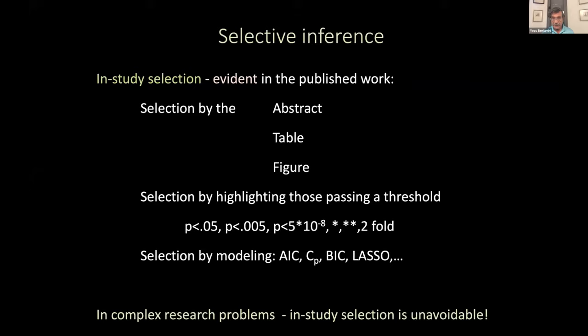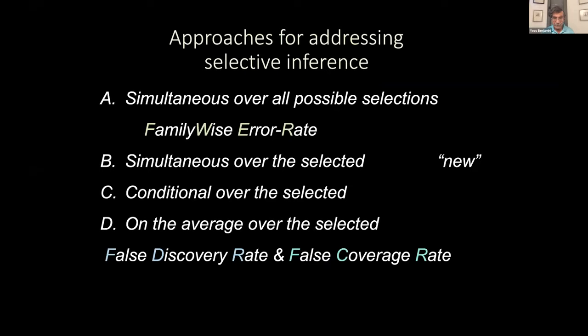Similarly, this is the case in smaller, medium-sized results. Selection is unavoidable. How can selection be addressed? Well, I give here the four main directions, strategies, and not methods. You can ask for being simultaneous over all possible selection. This is the family-wise error rate. The Bonferroni procedure assures that if you do Bonferroni correction to confidence interval or p-value, and then you pick any one from them, it has the right coverage. Conservatively, but has the right coverage.